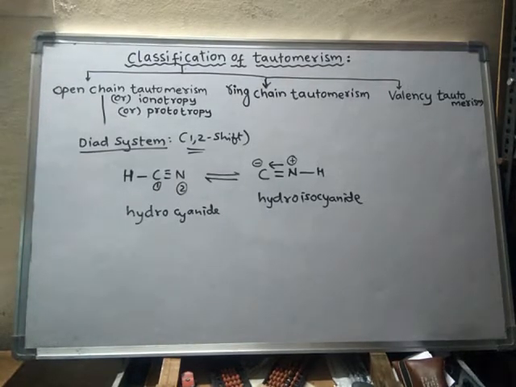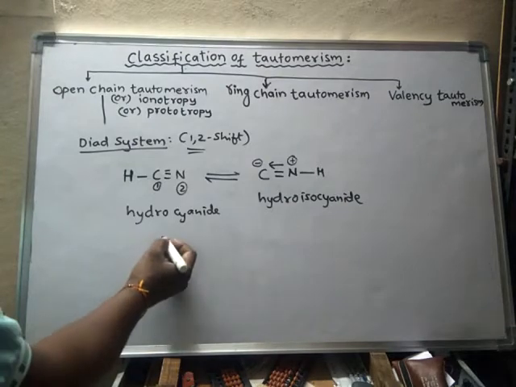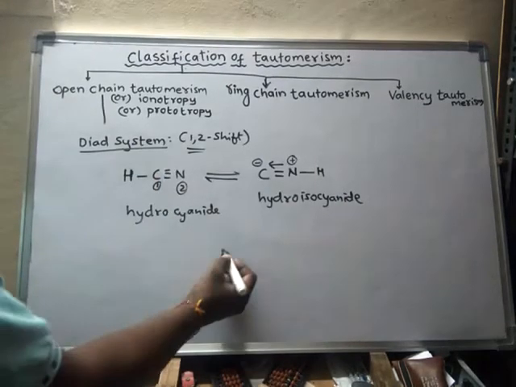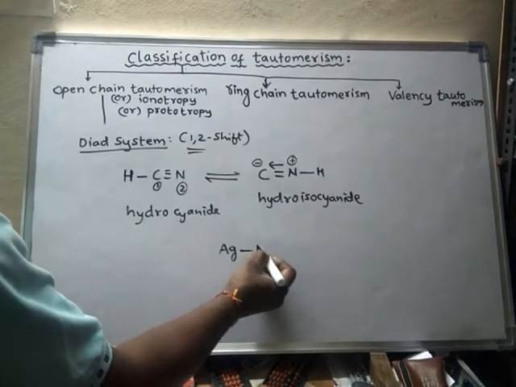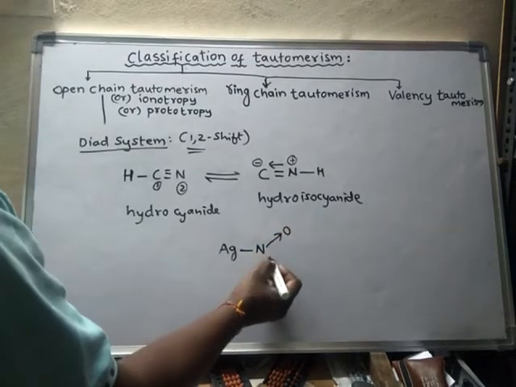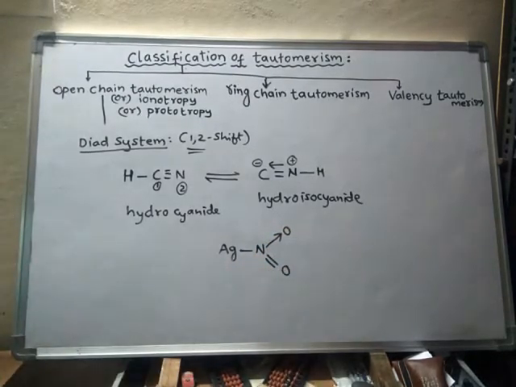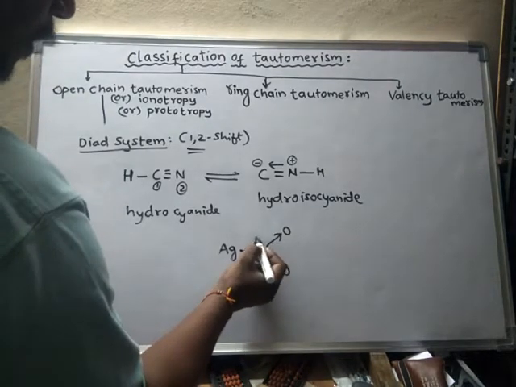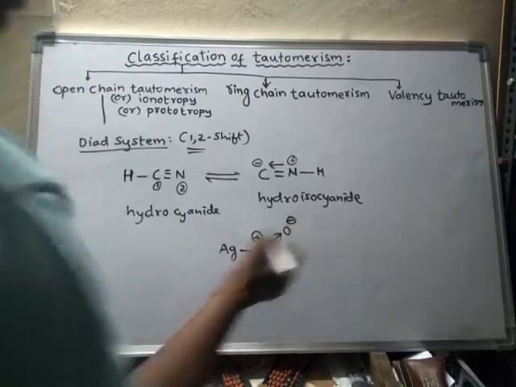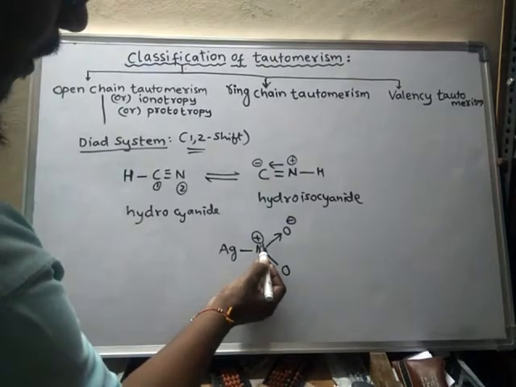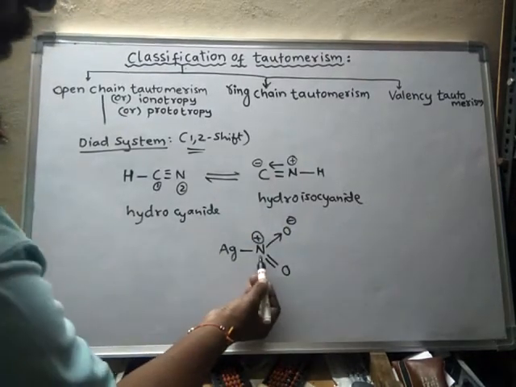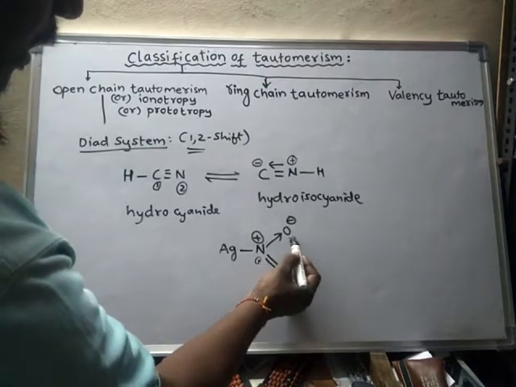Another example we will learn. Here hydrogen is not involved. This is known as silver nitrate. In silver nitrate, silver is directly attached to nitrogen, and a coordinate covalent bond is there, with positive and negative charges. So what happens? This silver will detach from nitrogen and attach to oxygen. This is the first atom, and this is the second atom.